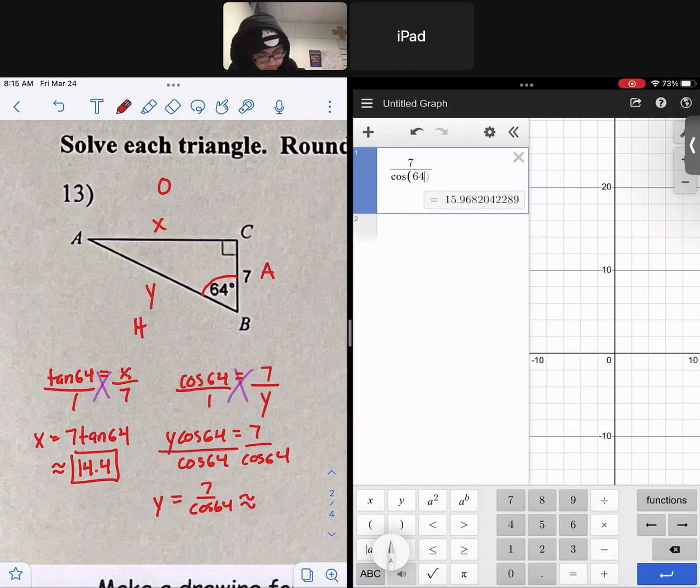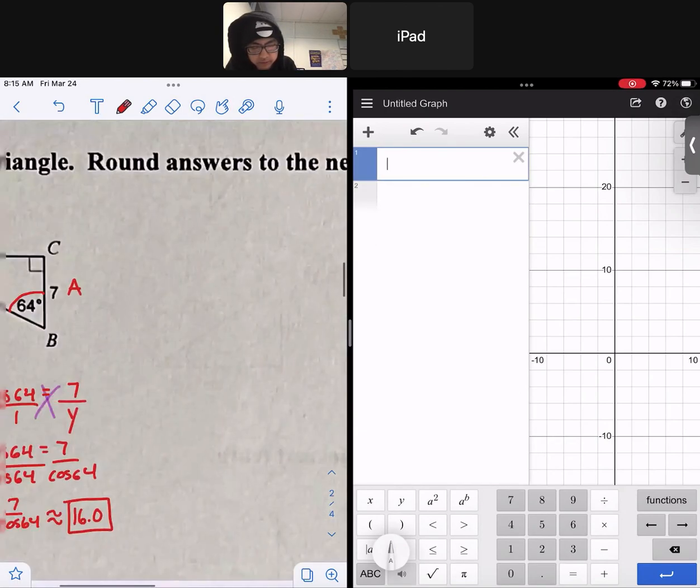Cosine 64. So it's going to round the 9 up to the 10, so that means the 15 gets rounded up, so it's going to be about 16.0. Round it to the nearest tenth. Oh, I forgot to get the angle.